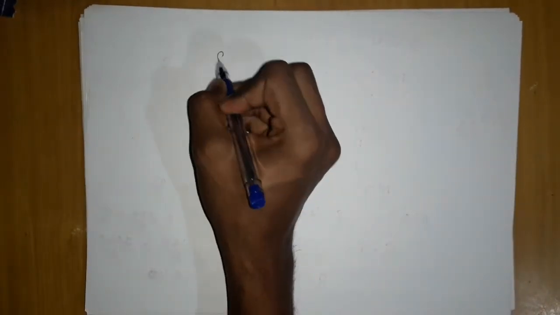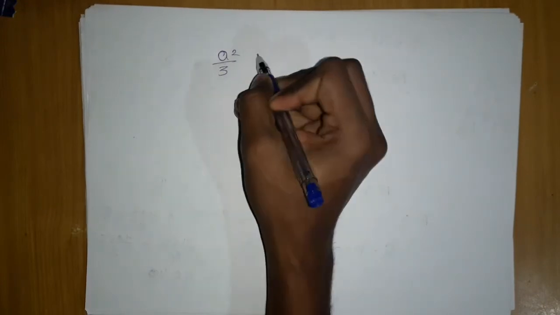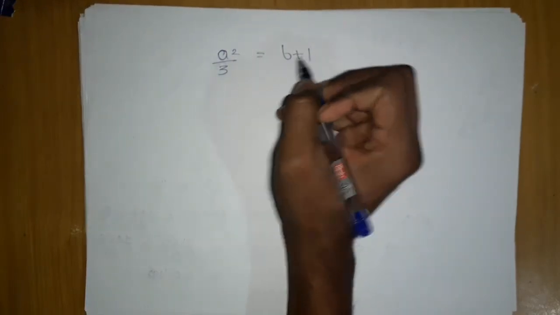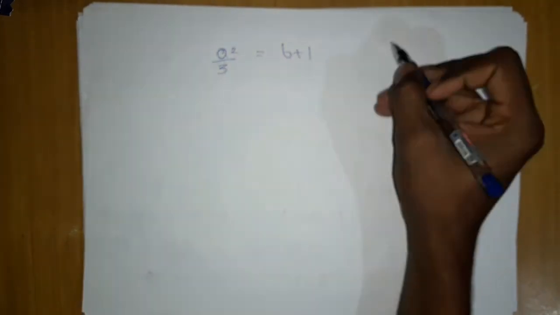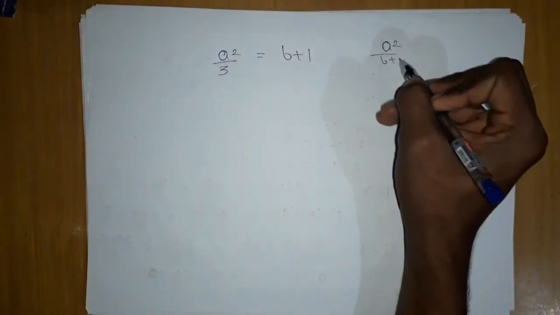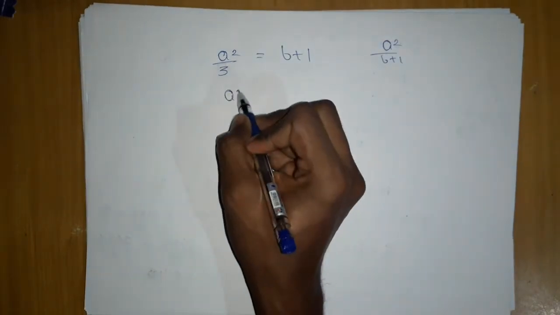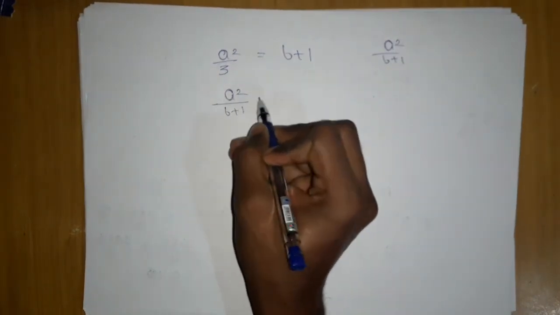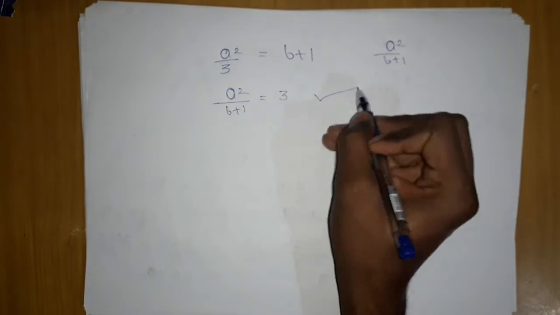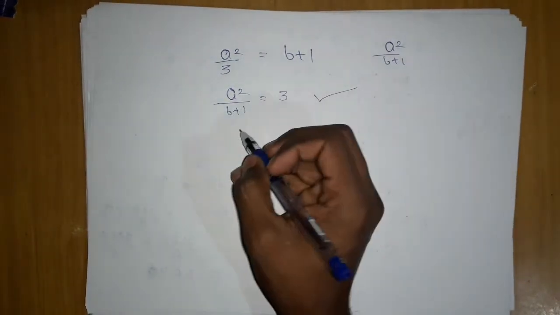Okay, so let me take a next page. So where we were, a square upon 3 should be equals to b plus 1. If I bring this down, because we want to find a square upon b plus 1, so if I bring this down, what are we getting? A square upon b plus 1 is equals to 3. Okay, so this is the answer.